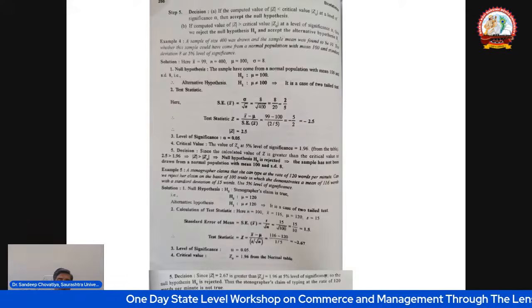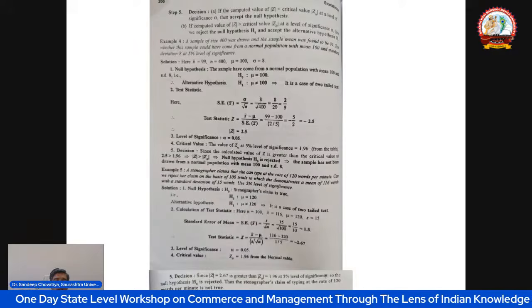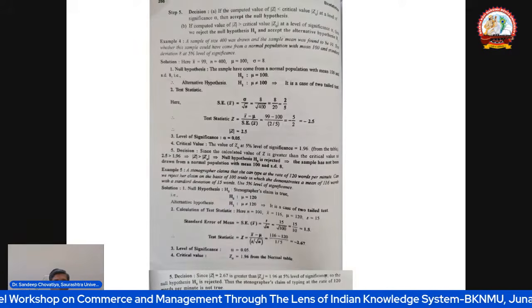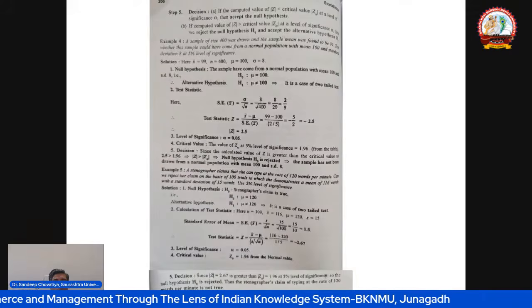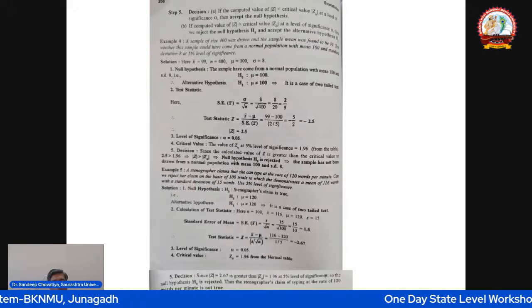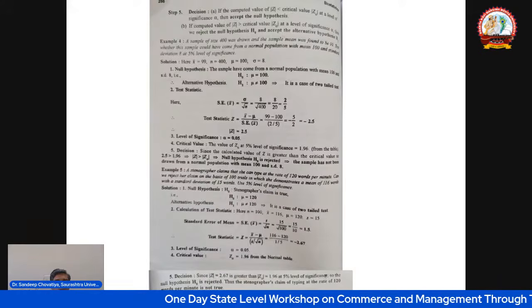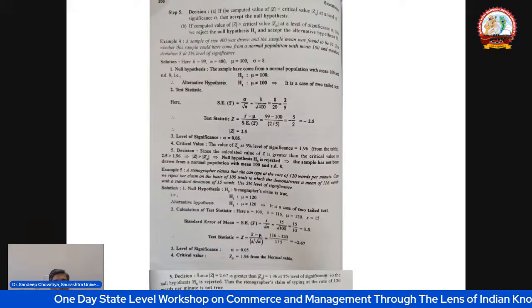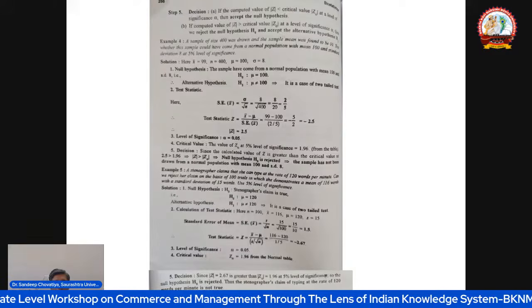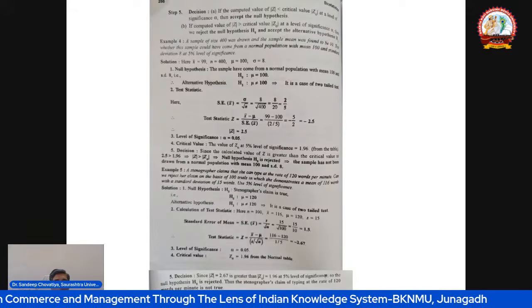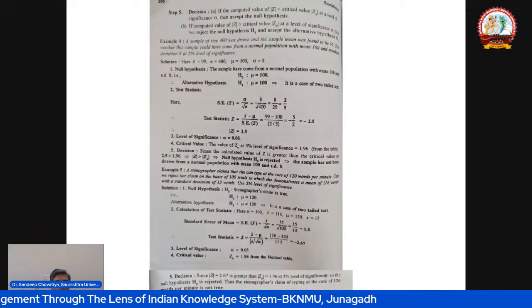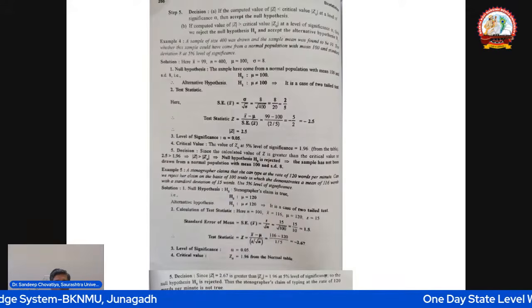Our level of significance is 5%. So alpha is 0.05, and the critical value based on the normal distribution table is z alpha equal to 1.96. So what is your decision? As above, the calculated z value of 2.67 is greater than z alpha at 5% level of significance, so the null hypothesis H0 is rejected. Thus, the stenographer's claim of typing at the rate of 120 words per minute is not true.